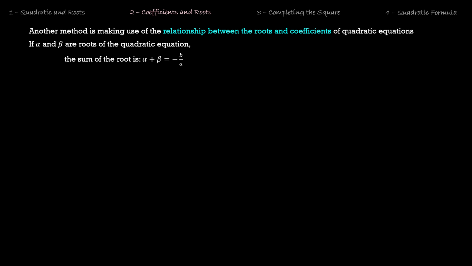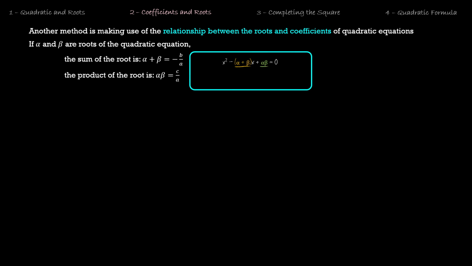On the other hand, the product of the roots will be the same as the quotient of the coefficient of the independent term with the coefficient of x squared. As such, we can rewrite the general form of a quadratic equation as x squared minus the sum of the roots x plus the product of the roots equals 0.